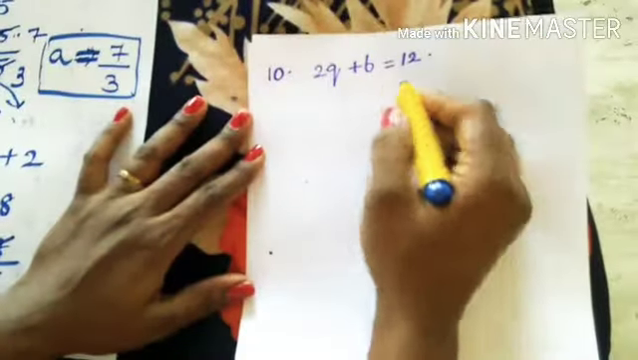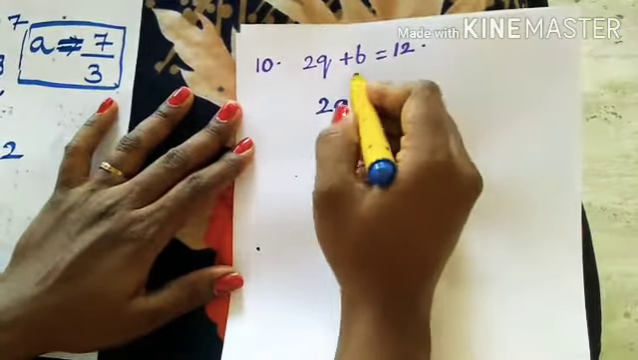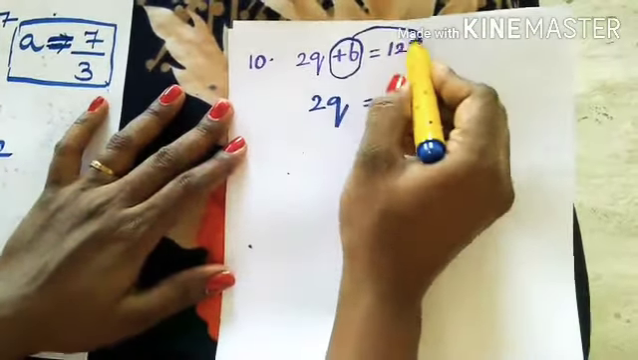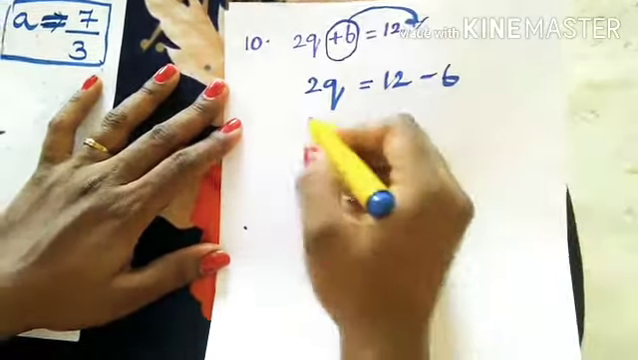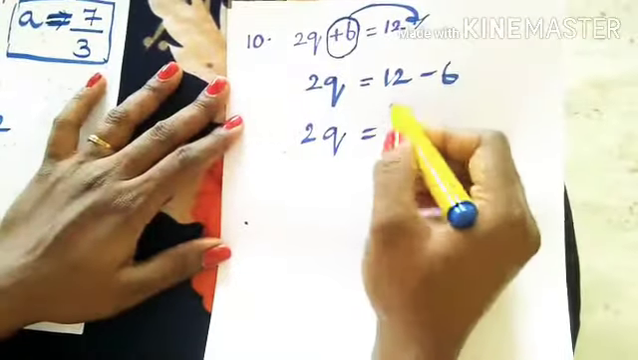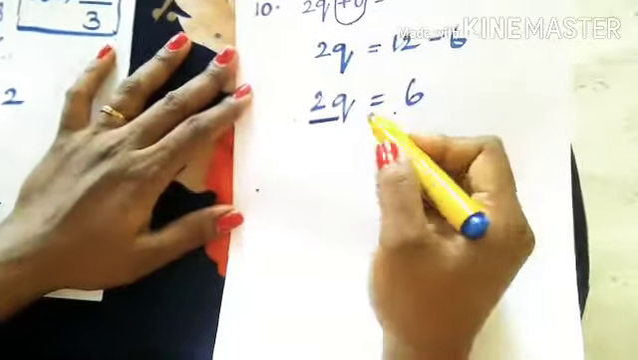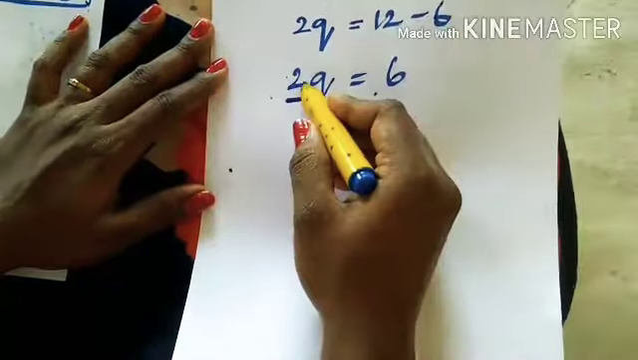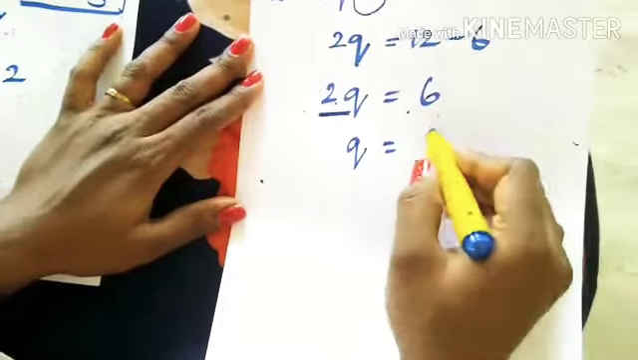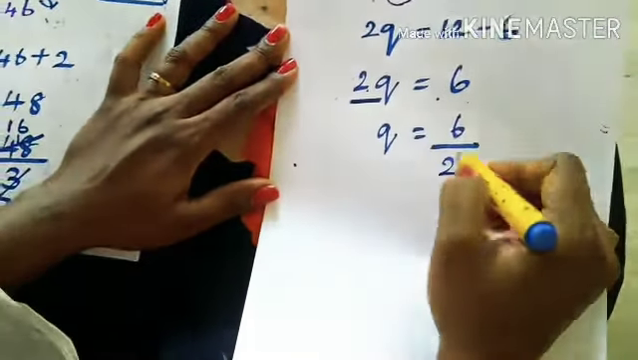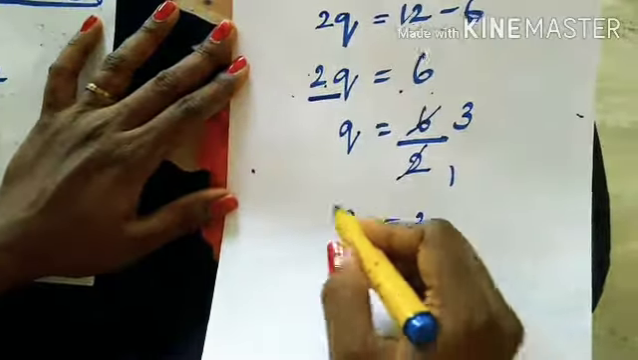2q plus 6 is equal to 12. So 2q is the variable, plus 6 when it goes to the other side of the equation, it becomes minus 6. So 2q is equal to 12 minus 6 is 6. Now you can see multiplication is there. So multiplication, when it goes to that side, it becomes division. So q is equal to 6 divided by 2. 1 2 is 2, 3 2s are 6. q is equal to 3.